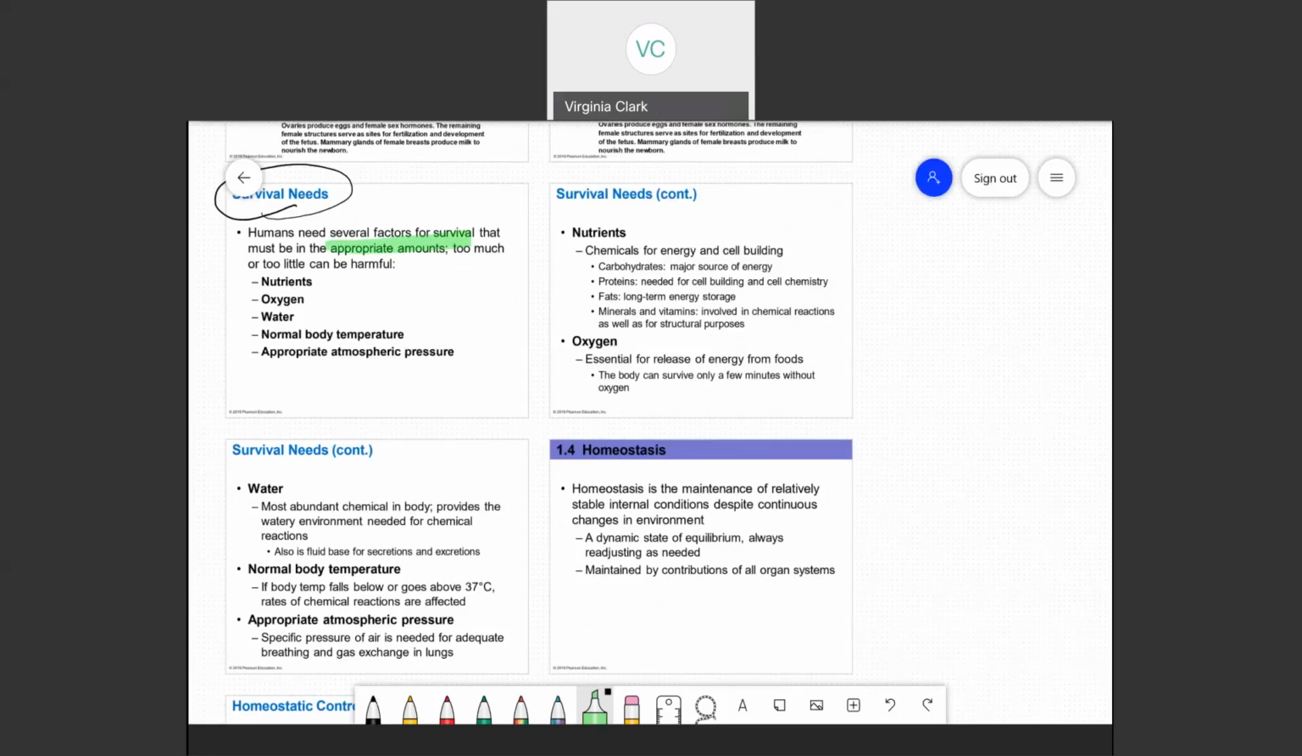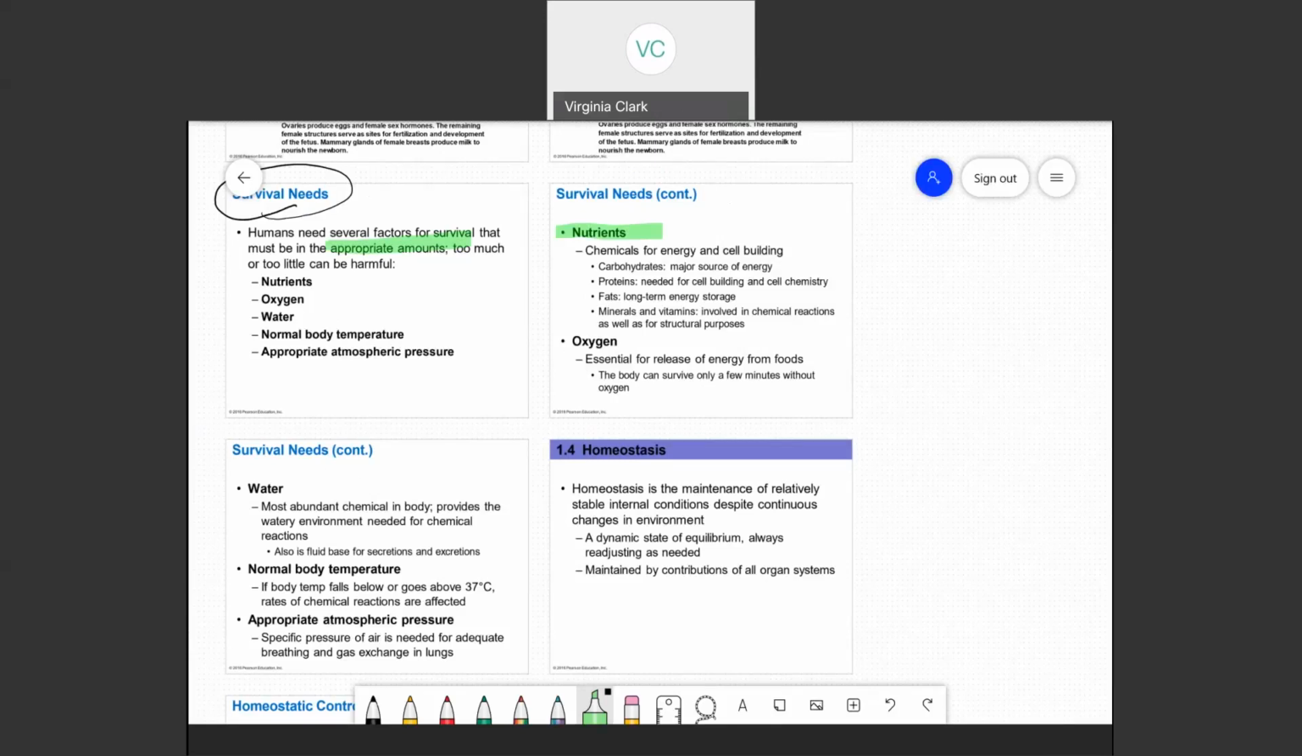So these guys right here, first you're going to have nutrients. Nutrients are going to be your carbohydrates, your proteins, your fats, your minerals, your vitamins. We're going to talk about this in chapter 2. So you need to have a certain level of carbohydrates, proteins, and fats. And if you don't have the correct amount, your physiology will go wonky and we'll have some issues.